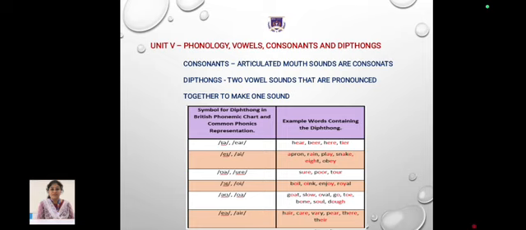It uses the articulatory system. And another topic is diphthong. So diphthong is nothing but when two vowels join together and produce a sound, that is called a diphthong. So the two vowel sounds are pronounced together to make one sound. For example, here, you could say here. The two vowels join and produce one sound that comes under diphthong. And we have monophthong also.